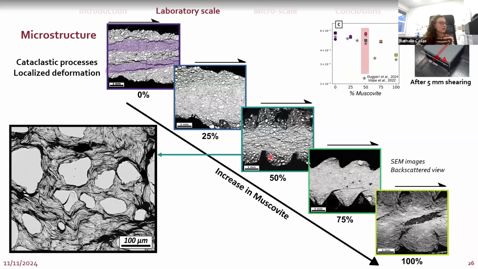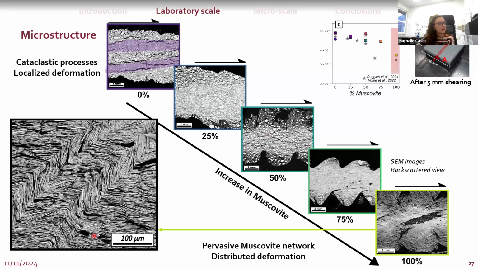Now, if we go toward the 50-50 mixture, I think it's still interesting because, as we can see, the platy muscovite minerals completely surround the quartz grains, and they isolate them from each other. So even if the shape is a bit weird, maybe they experienced a bit of fragmentation, but at a certain point, they are completely isolated from each other. So probably that's why we also have less fragmentation at this stage.